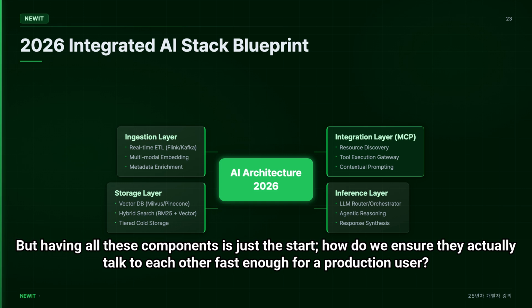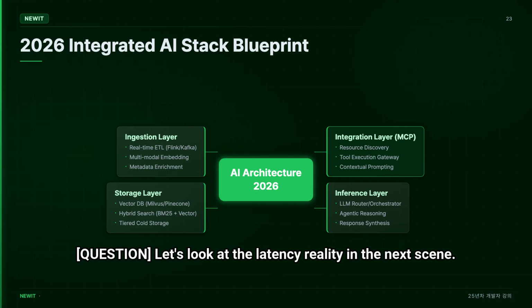But having all these components is just the start. How do we ensure they actually talk to each other fast enough for a production user? Let's look at the latency reality in the next scene.